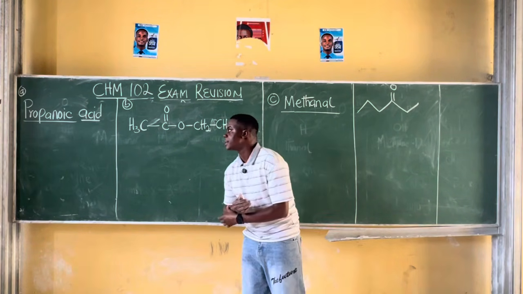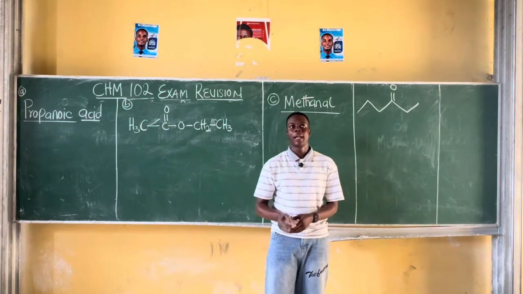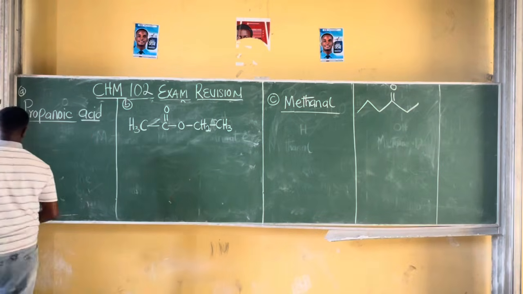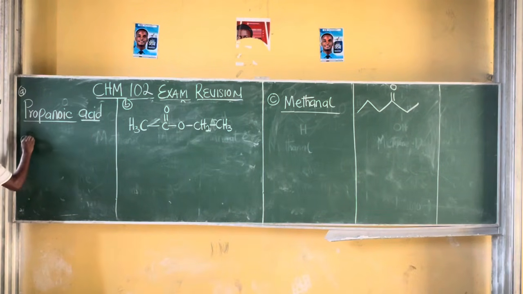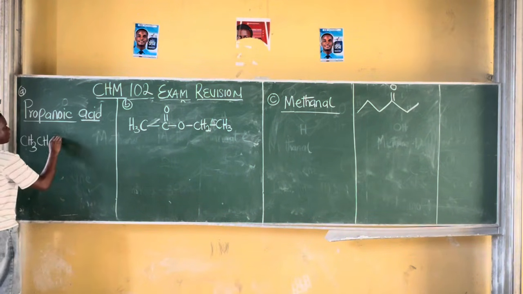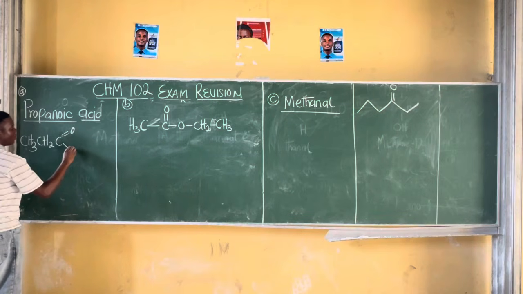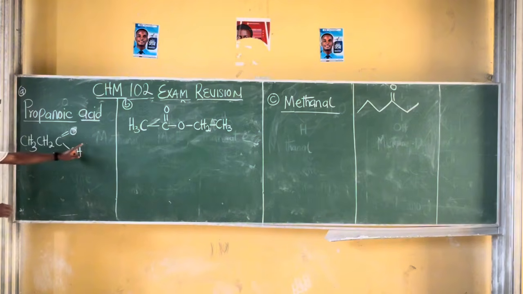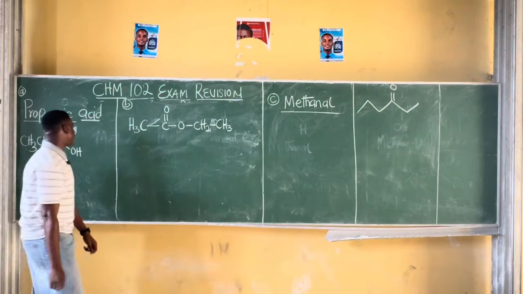So the first one is propanoic acid. Let us draw propanoic acid. Propanoic acid contains 3 carbons. So it gives us CH3, CH2, COOH. Now you can write COOH, but if you write it poorly, you're not even drawing it. So please try your best to make it look like this. Just try and maximize your space. All right, so this is propanoic acid.